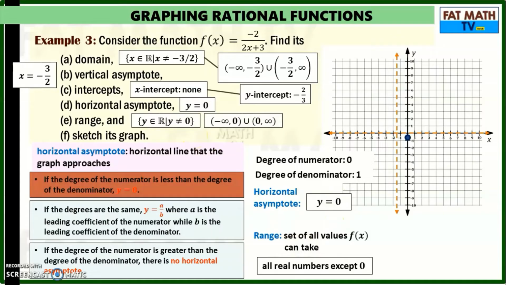So the graph will look like this. Since we know that the y-intercept is already here, it should pass that. Okay, y-intercept is part of the graph. So you should let your graph pass through the intercepts. So the pair of that is this one.